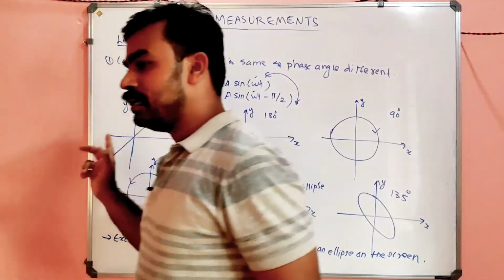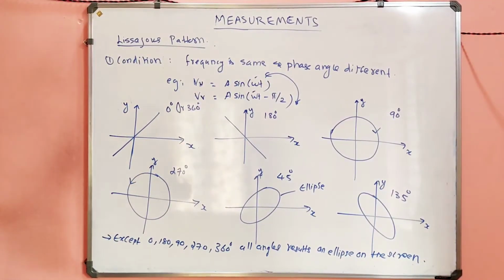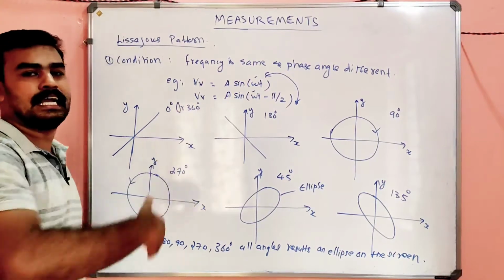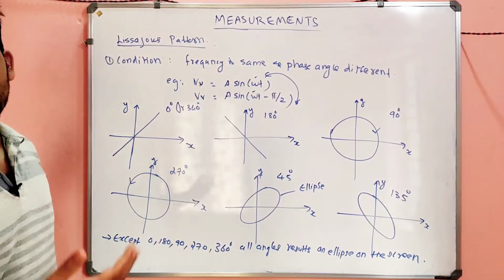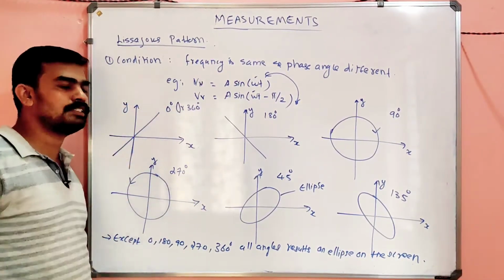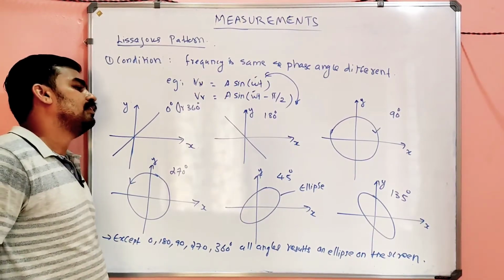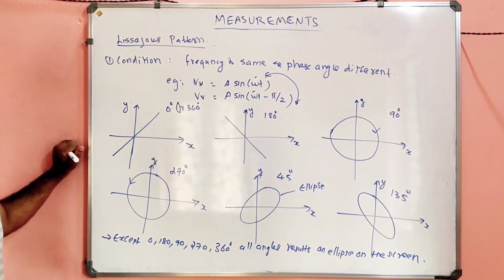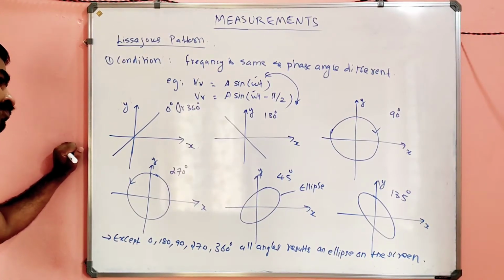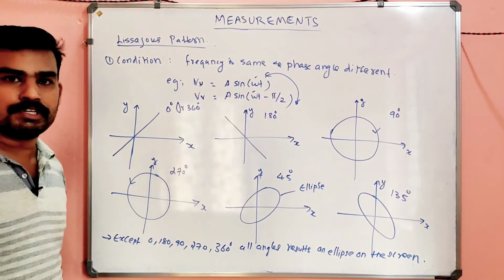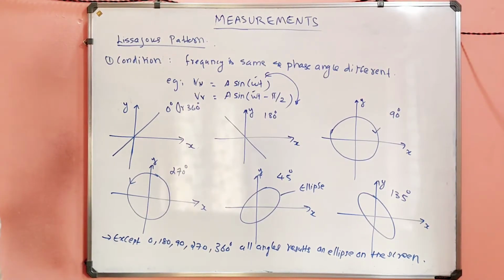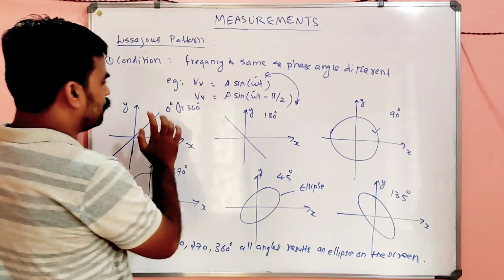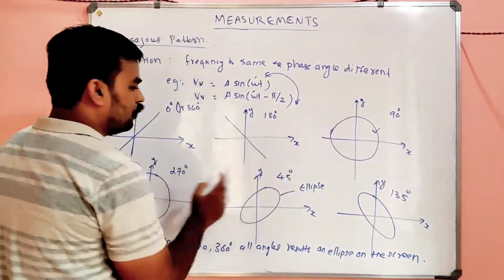So only condition 1 you draw. But what is the condition, my dear? The signal frequency is same, but there is a lagging or leading between the signals. Then by simply looking at the graph, you can find how much the phase angle between those two signals is. Is it clear? You have to learn these 6 figures by heart.